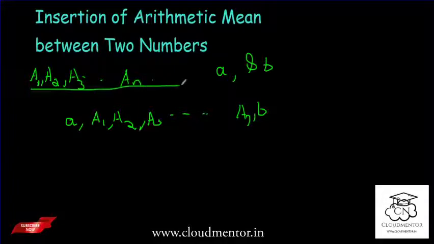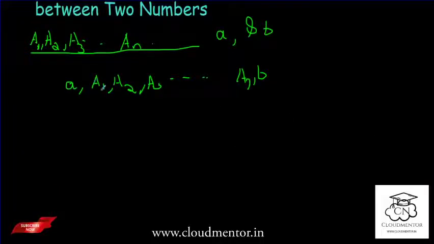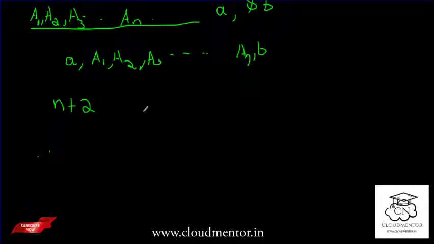These are the arithmetic means, and these are inserted between a and b. A and b are two numbers, and the arithmetic means are inserted between a and b like this. Okay, so we got an AP like this. So here the total number of terms will be, if there are n arithmetic means and adding the two numbers a and b, n plus 2. And the common difference be d, say, and therefore the common difference is d.